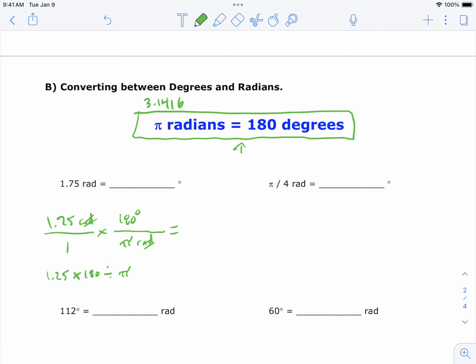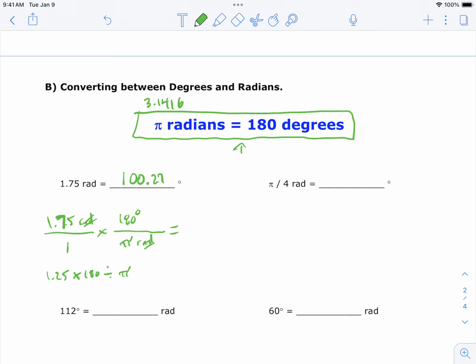So when I hit it, I'm getting just about 71 point, really? Oh, I entered the wrong number. I entered 1.25 instead of 1.75. My bad. So 1.75 times 180, divide by the pi button. Boom. That's better. 100.27 degrees, roughly. 1.75 radians is the same as 100 degrees.